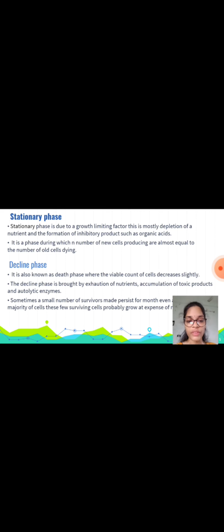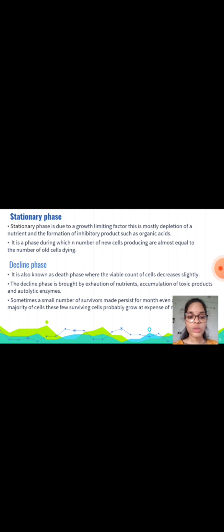Then coming to the decline phase. The decline phase is also known as the death phase. As in the log phase the number of bacteria increased, here there is almost depletion of the nutrients. Because of the depletion of the nutrients and the accumulation of the toxic waste products produced by the metabolic activities of the bacteria, there is no growth of the bacteria, and the death of the bacteria is also taking place.